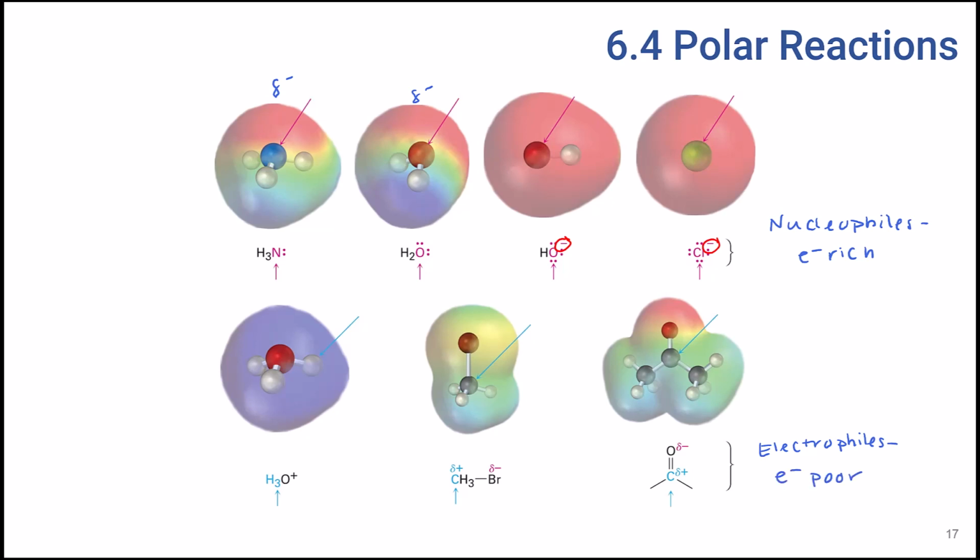So the blue one is the H3O+ that is positively charged, and these other ones are partially positive. And they're partially positive as a result of what they are bonded to. So that bromine and the oxygen are drawing electron density out of that carbon to make it partially positive.